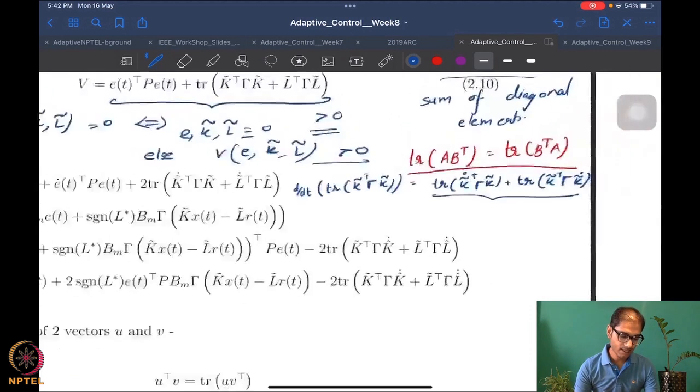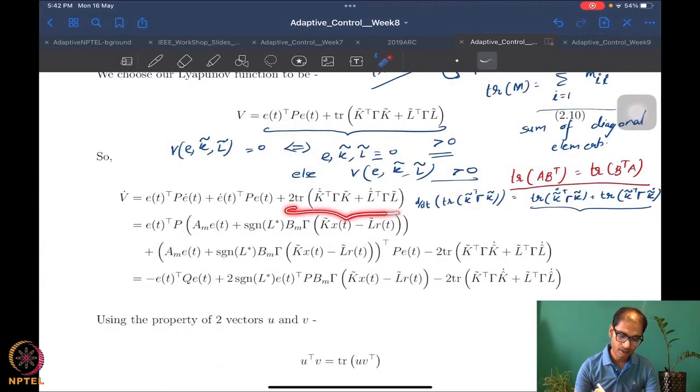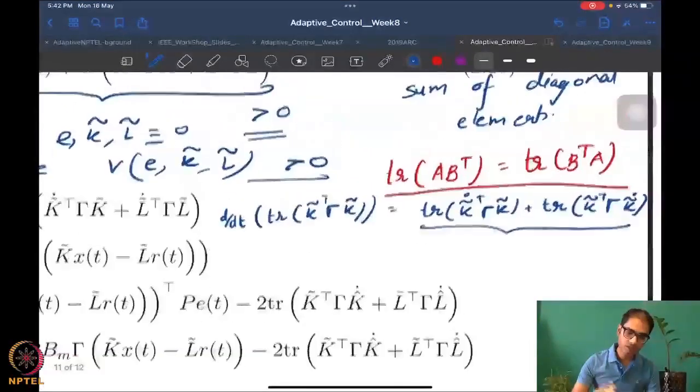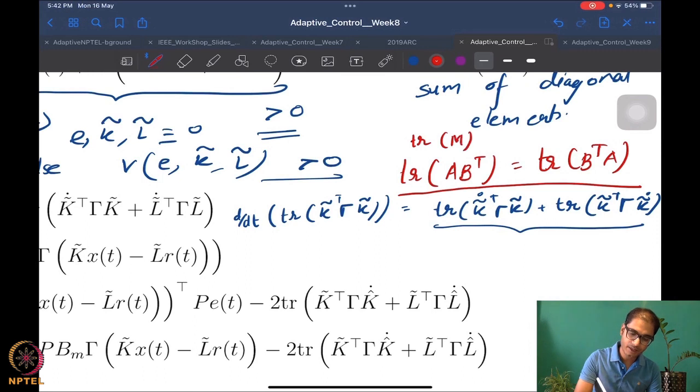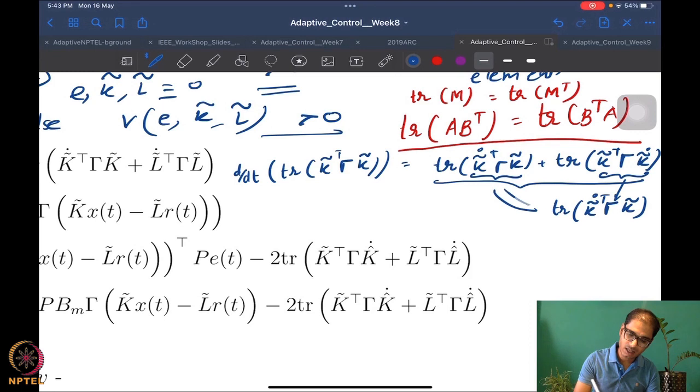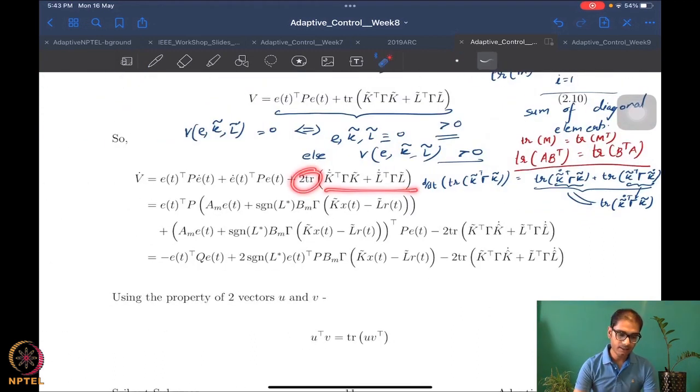But the point is that this entire thing is in fact a scalar, right? So I'm free to take a transpose. It is also true, which I hope is evident to you, that trace of M is equal to trace of M transpose. So the trace doesn't change under the transpose. If I take the transpose here, I would get trace of k tilde dot transpose gamma k tilde, which is actually the same as this. And that's why I am directly writing this as twice trace of this.